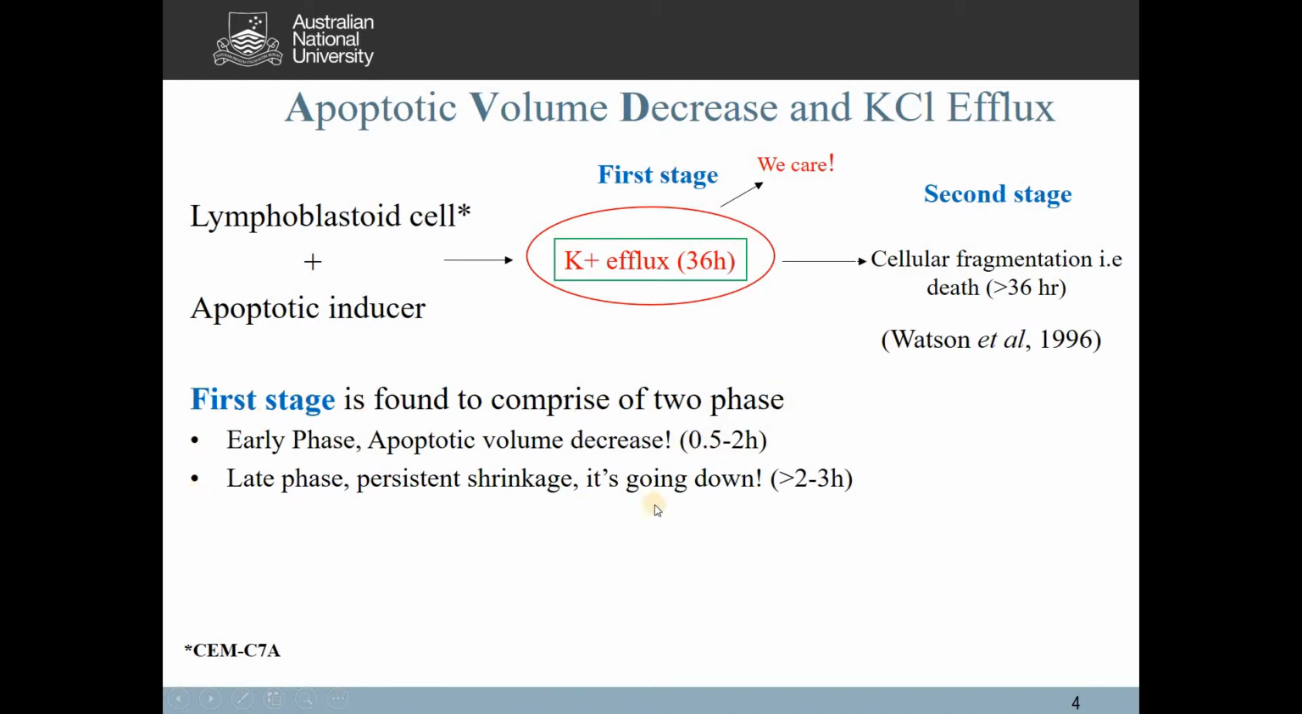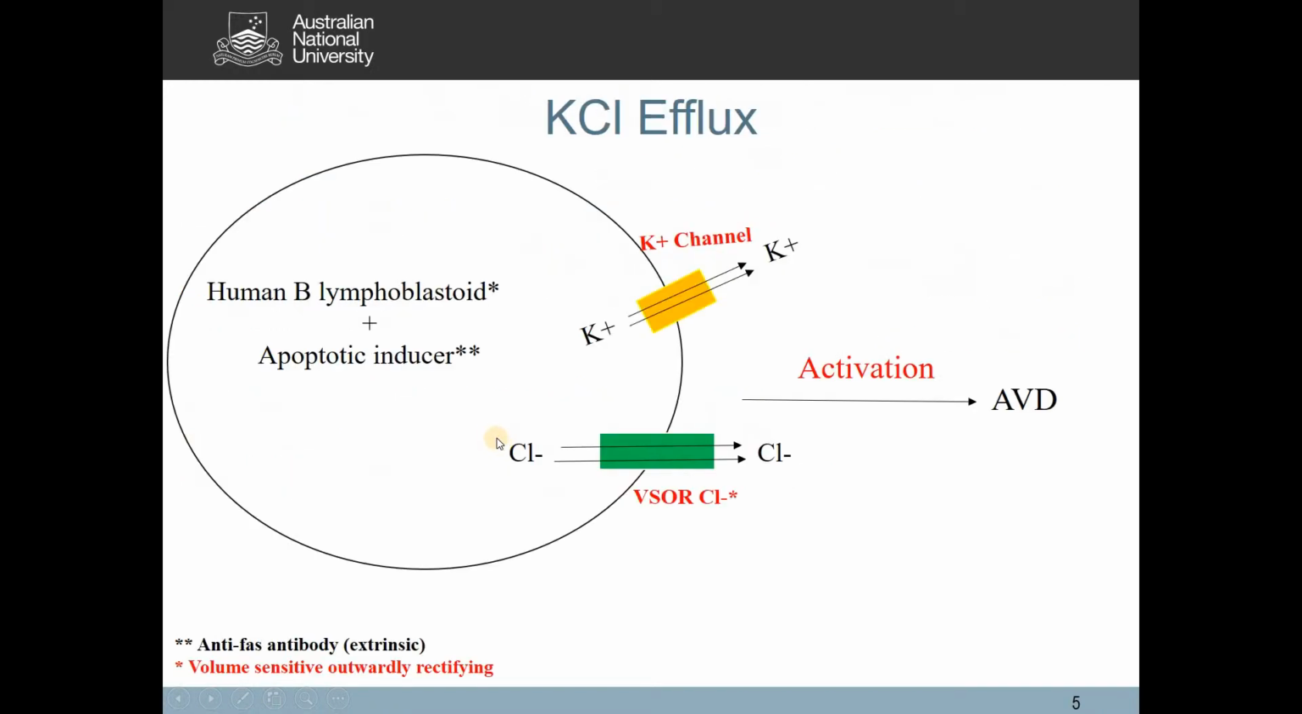The last phase is the late phase, persistent shrinkage. So it's just losing cell volume. We're not doing any cellular fragmentation, we're just decreasing the cell volume. So the early phase is the apoptotic volume decrease phase. Let's see what that means. Apoptotic volume decrease is classified as a flux of potassium and chloride ions from inside the cell to outside of the cell.